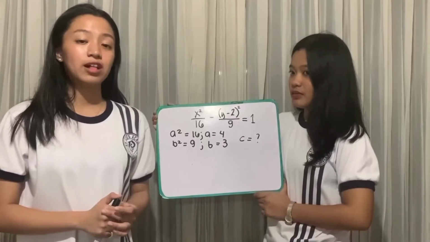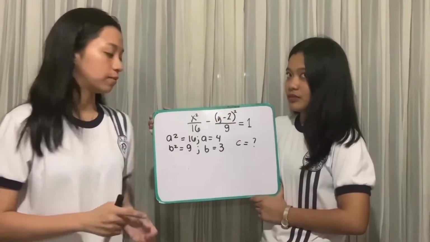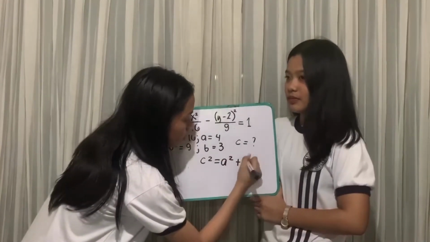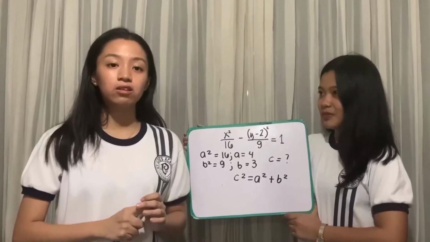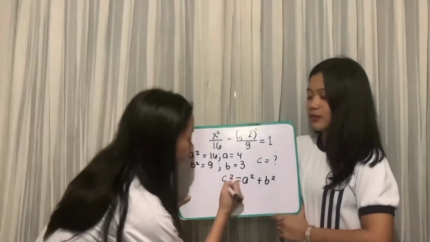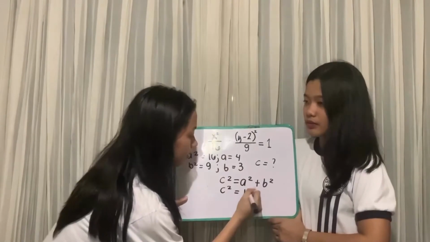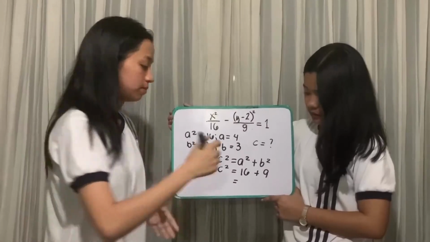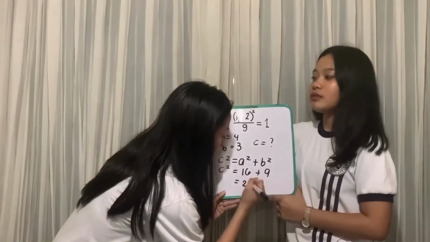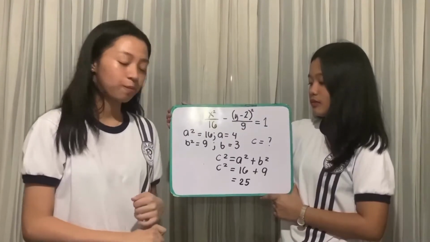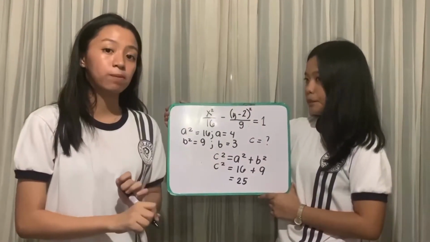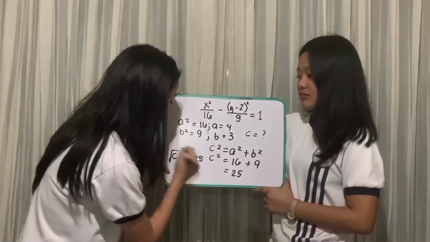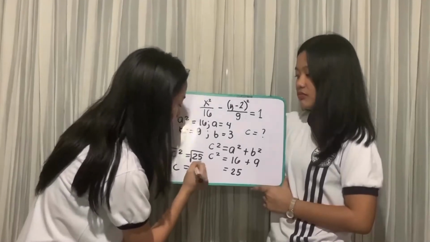So in order to get the value of c, we need to use the Pythagorean theorem. So c squared is equal to a squared plus b squared. So now we need to substitute the values. So c squared is equal to 16 plus 9. So get the sum. Now we have the value of c squared, which is 25. The next step is to square both sides. So c squared is equal to 25, then square both sides. Now we have the value of c, which is 5.